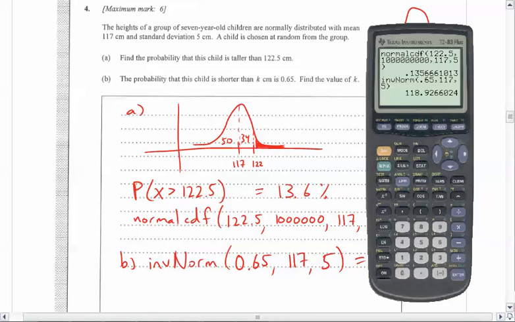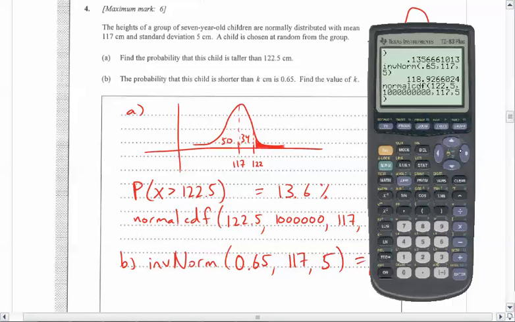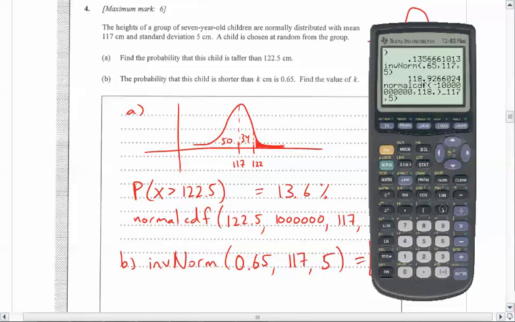And I'm just going to double check that backwards again. So go second enter. I want the normal CDF, and I want it to be shorter. So I want to go from negative infinity to 119, or 118.9 if I want to be more precise. So that's the kids that are shorter than 119 centimeters. And what I want is to get an answer of 65%. So hopefully this works. Yeah, looks good.